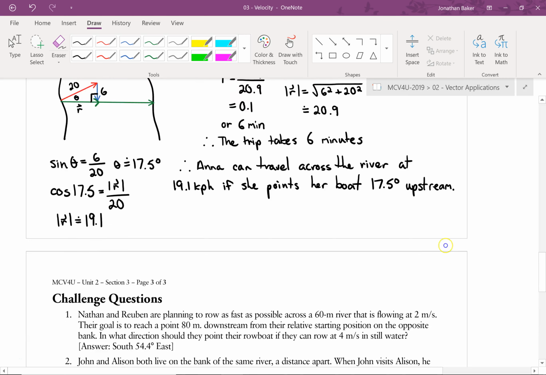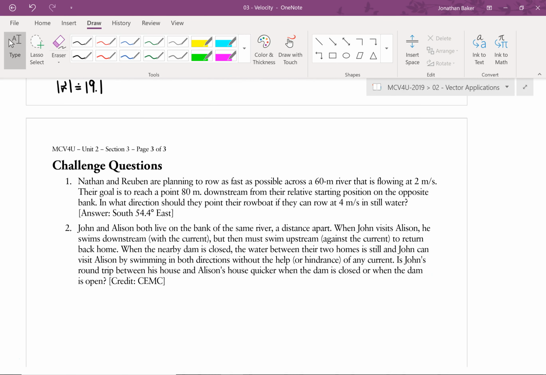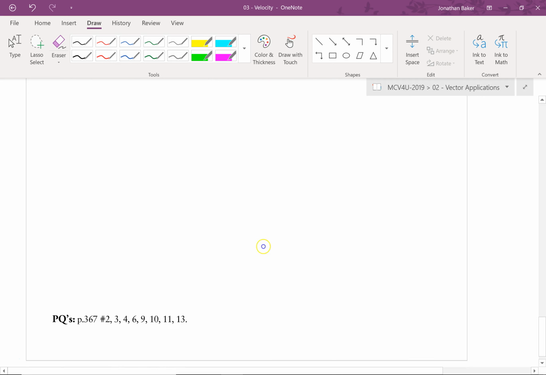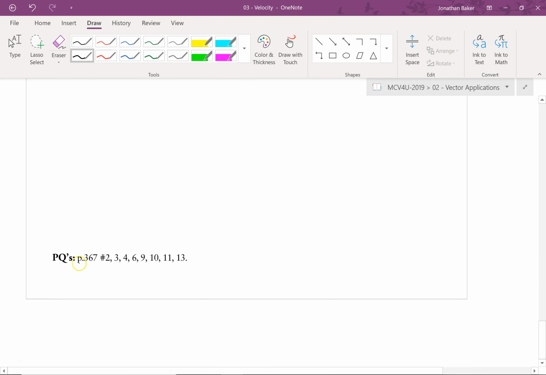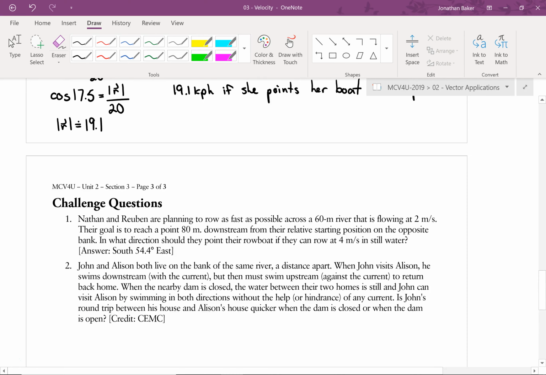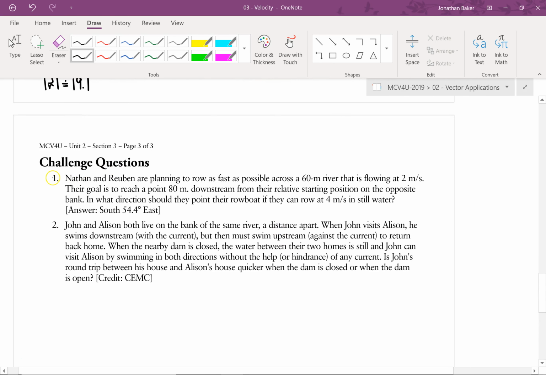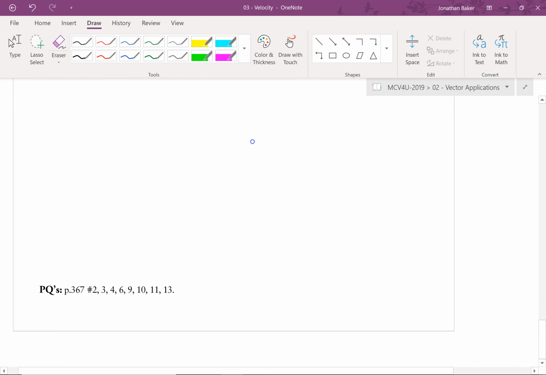Okay, so that concludes the lesson for today. There's tons of questions down here on page 367. There's also a couple tougher questions right here on the last page that you can attempt with the answers given, or at least this answer is given, and I have a solution for this question at least. So feel free to work through those problems, and if you have any questions, bring them to class next day.